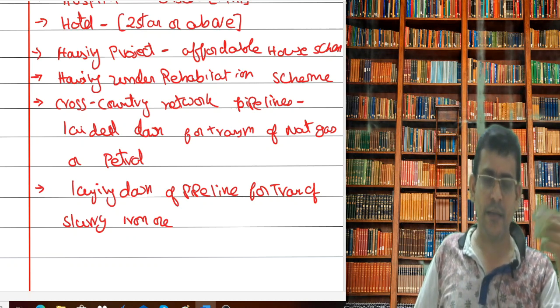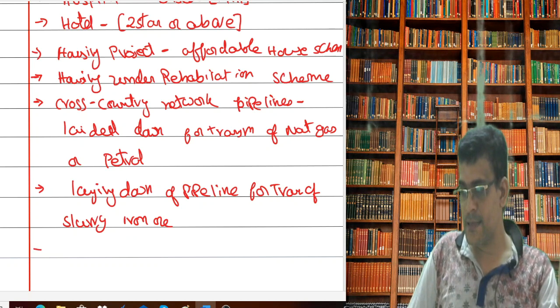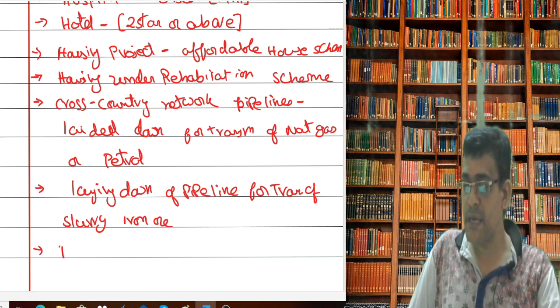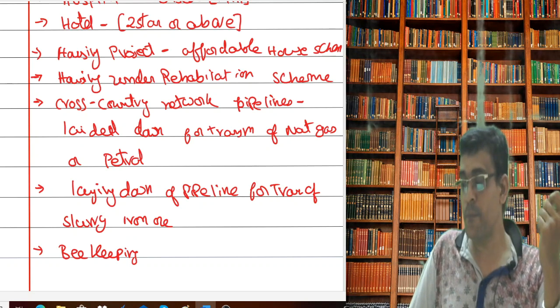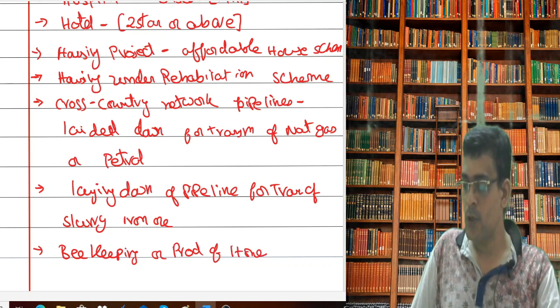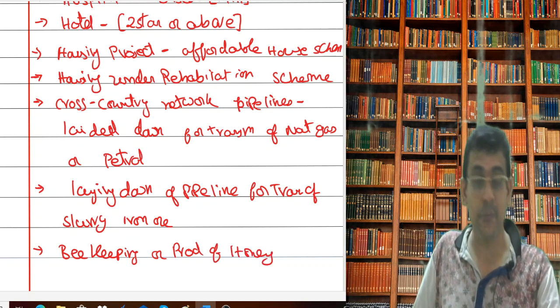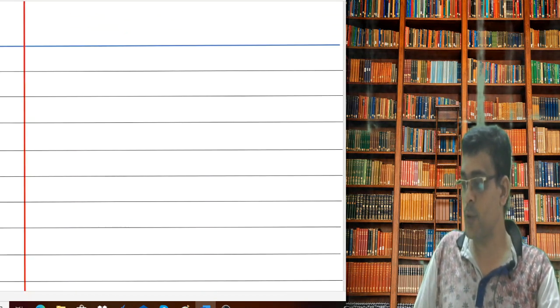The next one is what? Laying of gas pipelines for transmission of slurry. Then there is something called beekeeping. What is the meaning of beekeeping? You are trying to grow honeybees, so you are trying to produce honeybees, or produce honey. Any person engaged in growing honeybees, or in the process of extraction of honey, is also said to be doing a specified business.